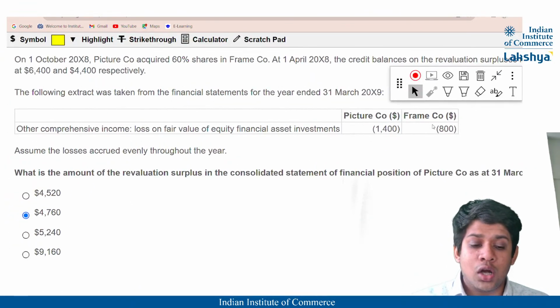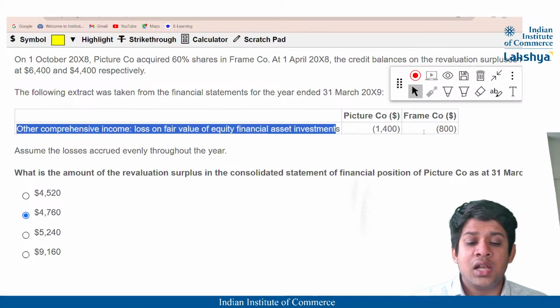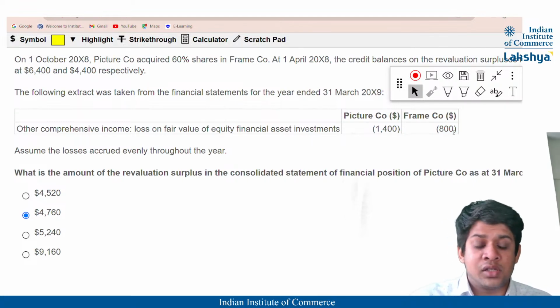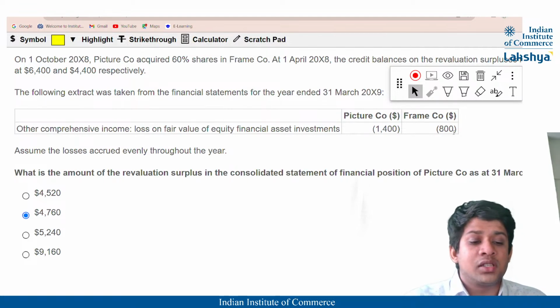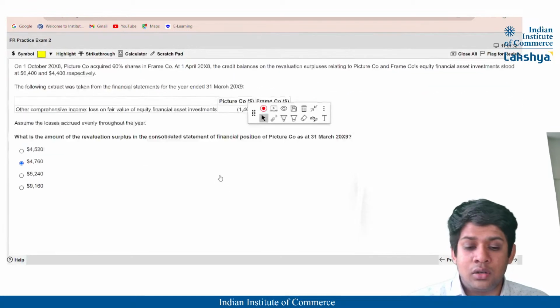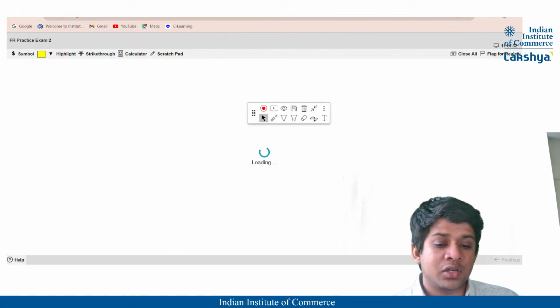Always remember, the loss is throughout the year, right? Other comprehensive income, loss on fair value of equity financial assets investments is 800. We have acquired the company just 6 months back, so we will charge only 6 months of loss, and we will only charge the loss that is accrued to us. Okay. So that means 60% of the loss, because we are acquiring 60% of the company. The remaining 40% loss will go to NCI. Okay. So 4760 is going to be our calculation. I hope it is clear to everyone. We'll move to the next question.